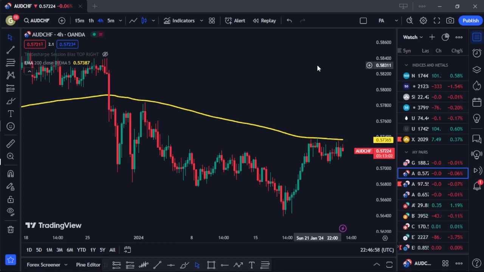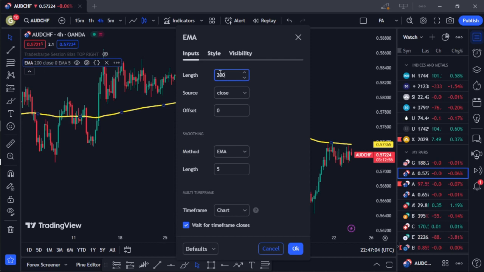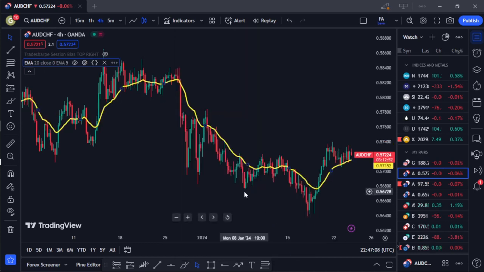So the first one is simply, let's take a look at the 200 moving average indicator. Okay, let's start with the lower time frame, which is the 20 moving average indicator. Let me make you understand something. When you use the 20 moving average indicator, what it actually does is use the previous 20 periods of the market to tell you which direction the market is moving to.